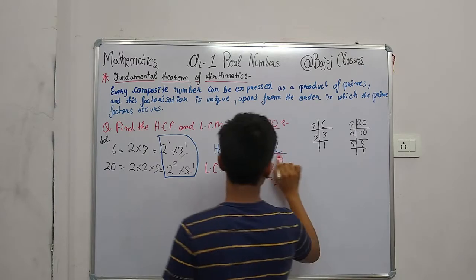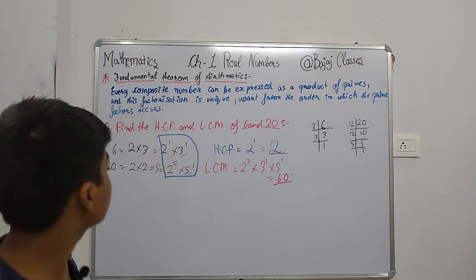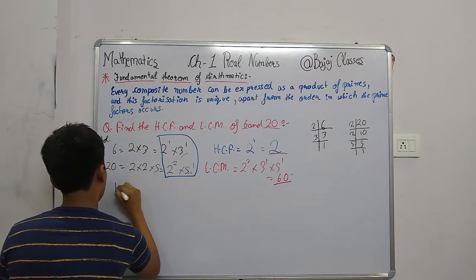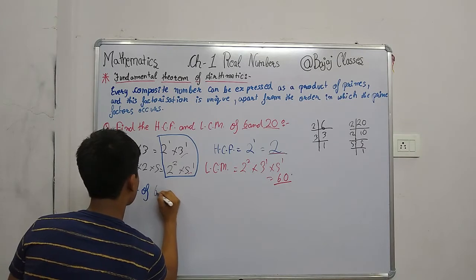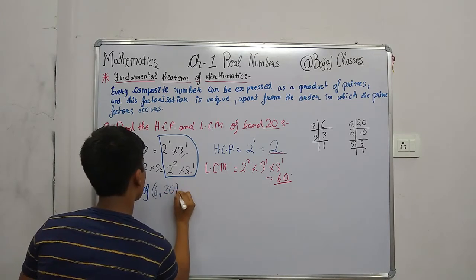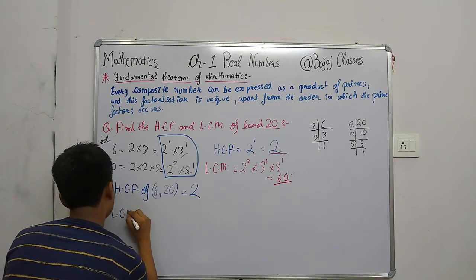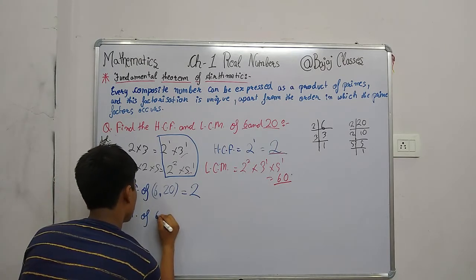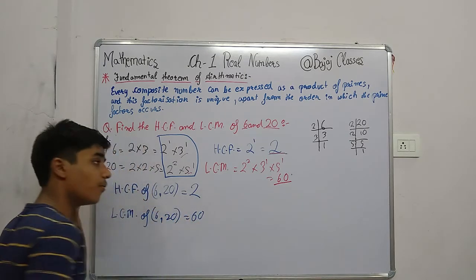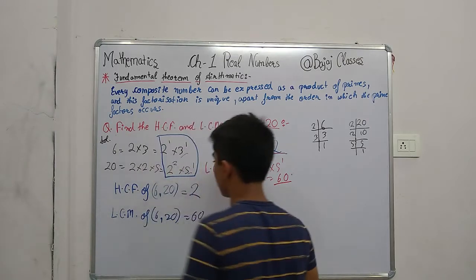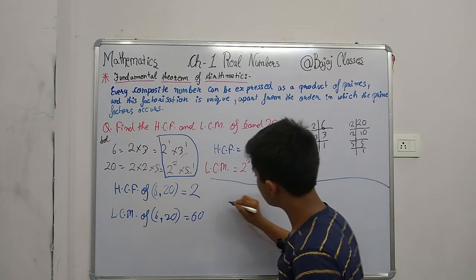So the HCF of 6 and 20 is 2, and the LCM of 6 and 20 is 60. Now it is time for the relationship between them. Now what is the relationship?